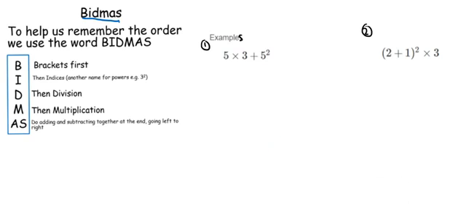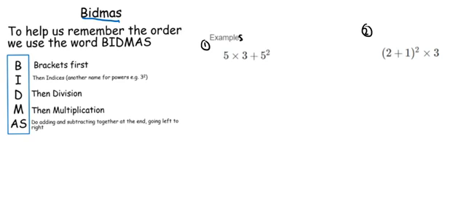Then division, then multiplication, and addition and subtraction. So let's look at example 1 here. We've got 5 multiplied by 3 plus 5 squared. There are actually 3 operations happening in this. There's a multiply, there's an add, and then there's a squaring going on. So let's go down through BIDMAS anyway.